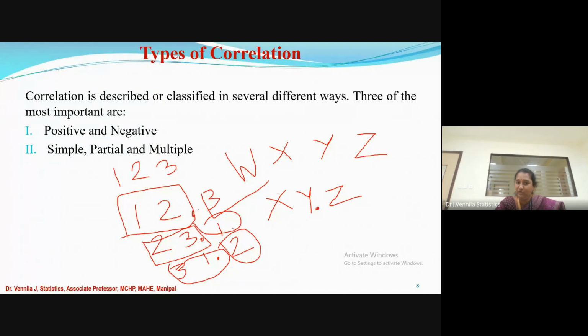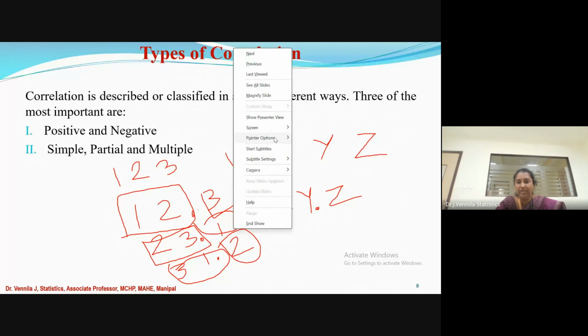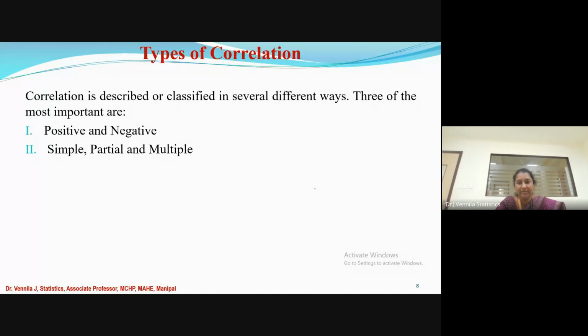So when you have two variables, it is a simple correlation. More than two variables is called a multiple correlation. When I have more than two variables, but I am considering only the pairs, that term is called a partial correlation.